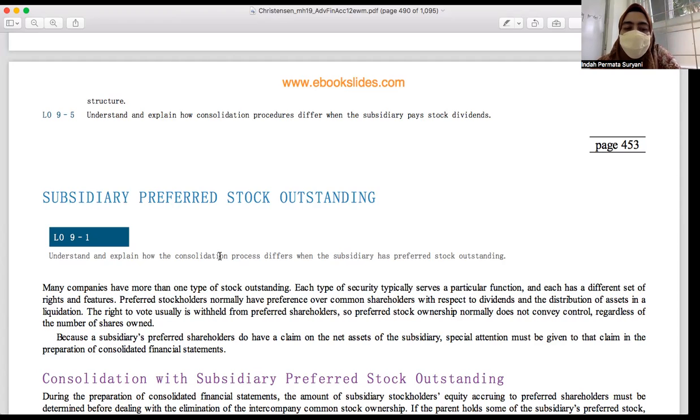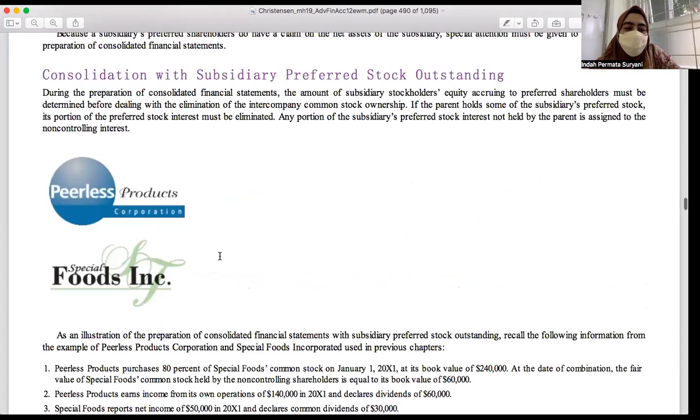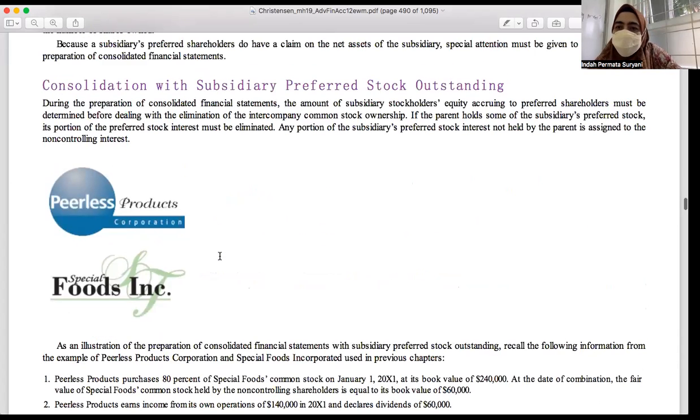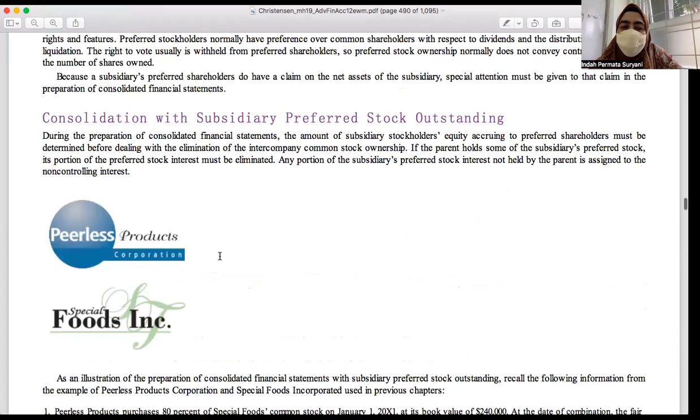Because the subsidiary's preferred shareholders do have a claim on the net assets of the subsidiary, special attention is given to it, including in the preparation of the consolidated financial statements. At this point, I have created a video related to this example, so you can jump into the example about consolidation with subsidiary preferred stock outstanding.